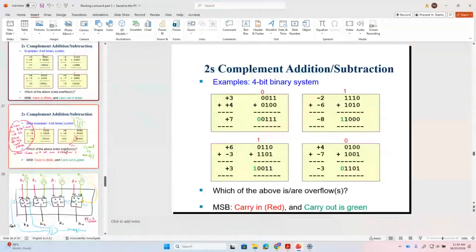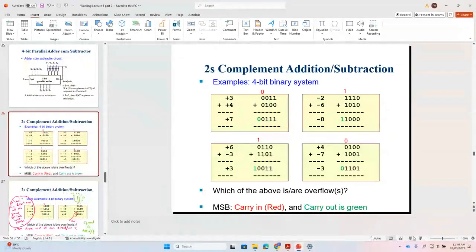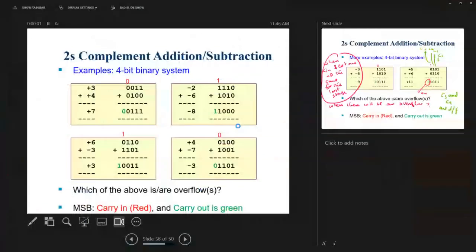Now coming back to your number system thing. This is the same slide that I taught you in the number system lecture. Remember or not? Yes. Now, if you look at this, we have something in red and something in green. What is in red and what is in green? C in and C out.